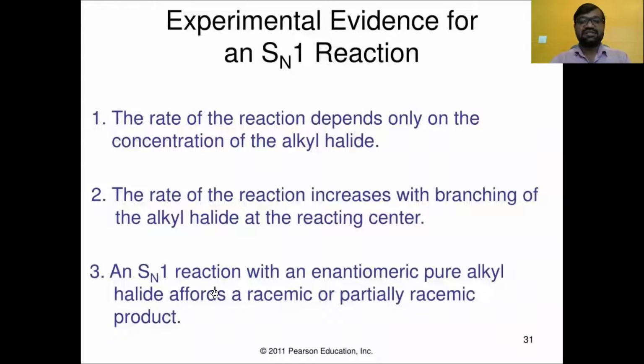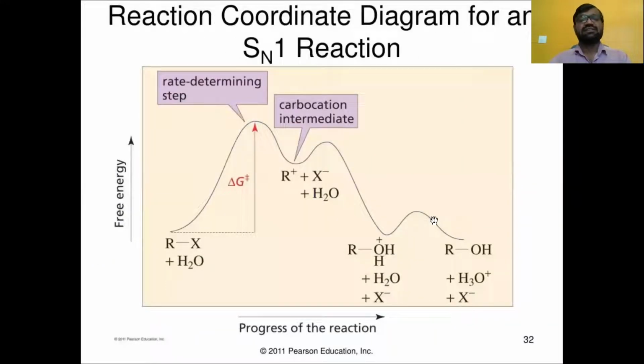The third one, the stereochemistry of the SN1 reaction, which we have not seen, but we'll visit today: the SN1 reaction will proceed through the formation of a racemic mixture. This is the reaction coordinate diagram for any SN1 reaction. The reaction starts from alkyl halide and water, and the final product may be, let us say, alcohol, hydronium, and the leaving group.